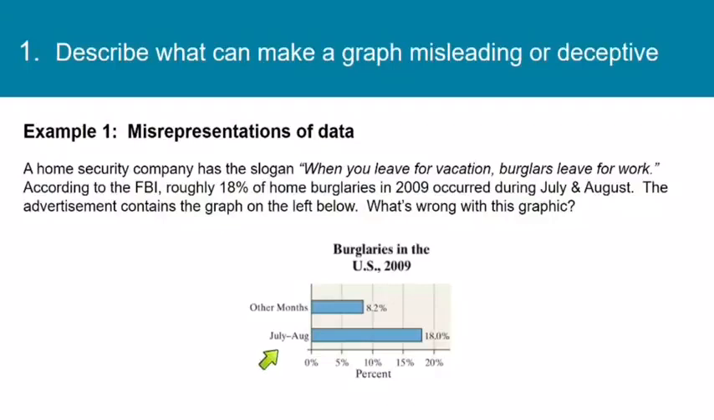Well, if you look closely at it, they have the months of July and August broken out, and they are displaying the total percentage of burglaries that occur in both July and August, but for the other 10 months they have an average per month. So if we averaged this, if we divided by 2, because we're talking about 2 months here, we'd have 9%, which is not that drastic of an increase over the other months.